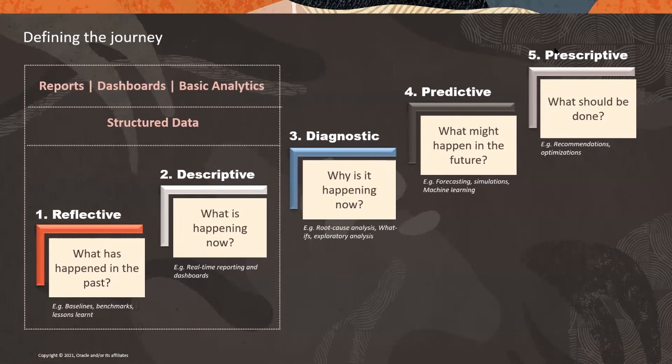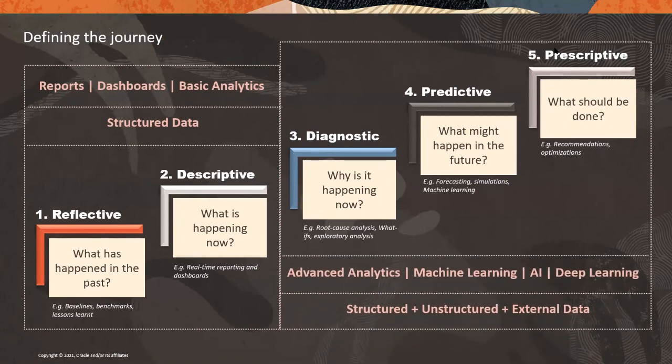So the first two are all about reports, dashboards, analytics. They use structured data. But where we see more and more of the industry going is on the right-hand side. It's advanced analytics, it's machine learning, AI, deep learning. And if you're thinking, are we really doing that? Think about it. Are you using unstructured data? Are you using data in text, in images, in video? And that's when you know you're on the journey.